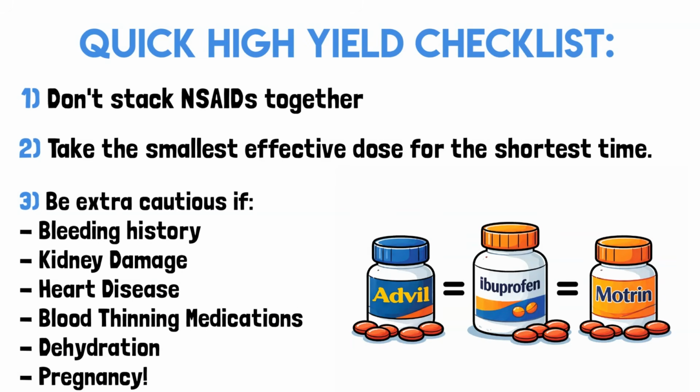You want to be extra cautious if a patient has any bleeding history, because we said these NSAIDs can cause bleeding. If they have any kidney damage, because they can also hurt the kidney. Any heart disease, if they're on blood thinning medications already, it's something you need to check on. If a patient's dehydrated, and remember, watch out using NSAIDs in our pregnant population. So that's ibuprofen. It kills pain and swelling because it turns down those prostaglandins. But remember, prostaglandins also protect your stomach, kidneys, and much more.